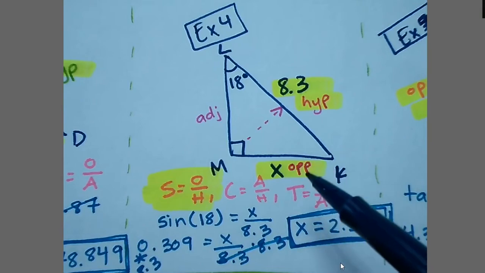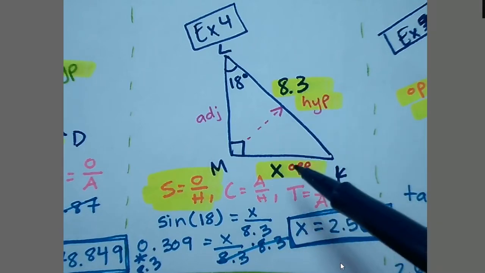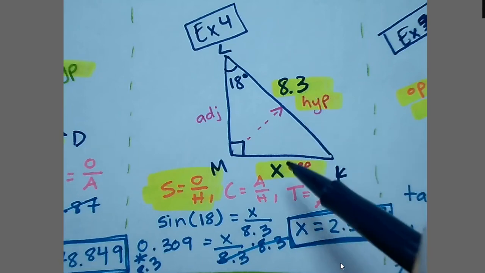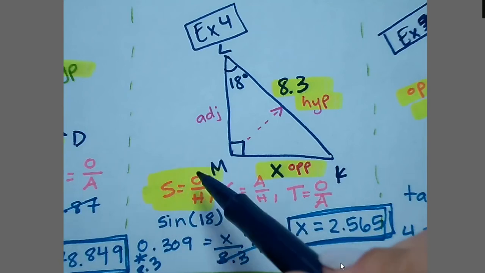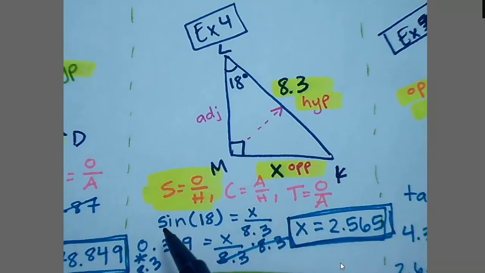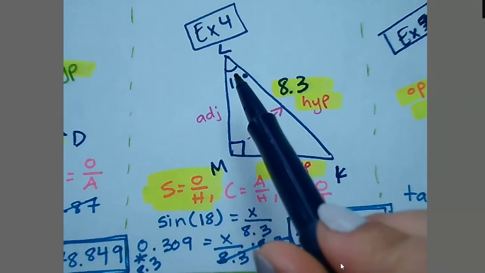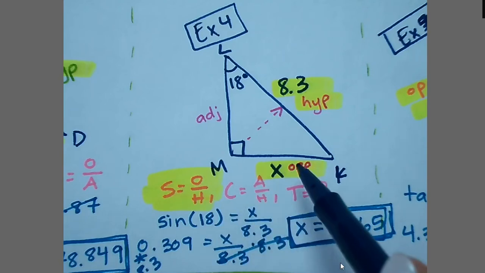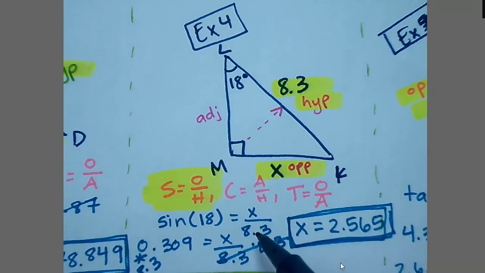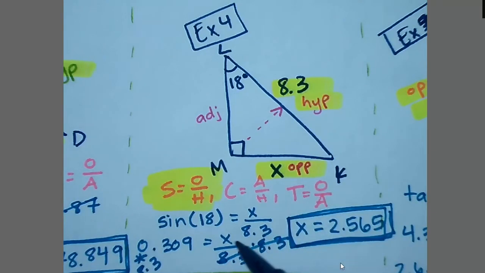Once you have done that, you want to highlight which ones were labeled for you by the problem. So this one was the opposite and the hypotenuse. So since we're using opposite and hypotenuse, you're going to do sine. Okay, that uses the opposite and the hypotenuse. So you're always going to start out sine of the angle equals the opposite over the hypotenuse. So the side that was labeled opposite was x, and then divided by the hypotenuse. So the hypotenuse was 8.3.